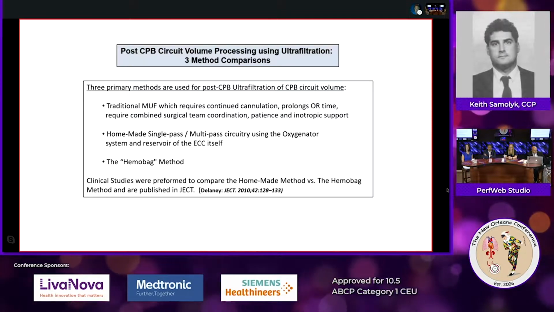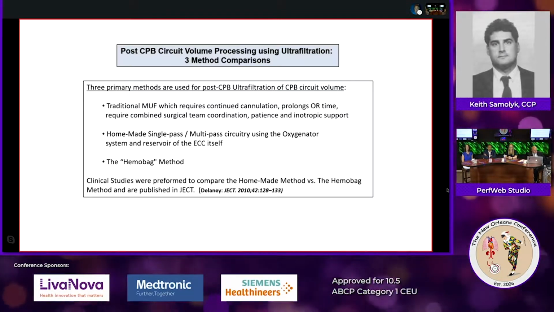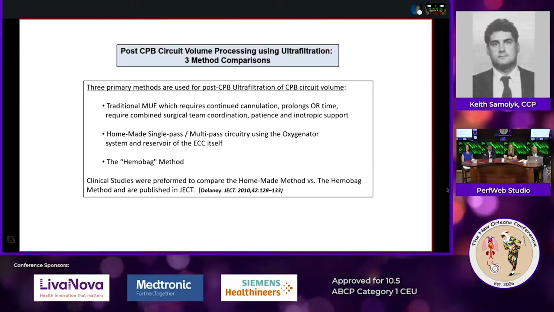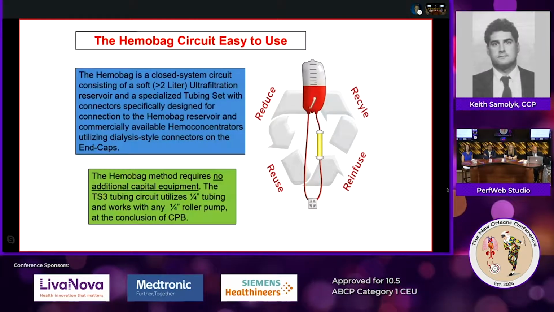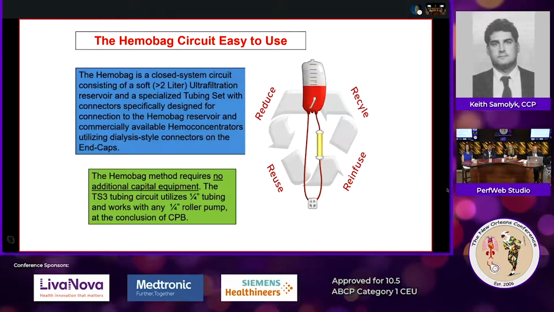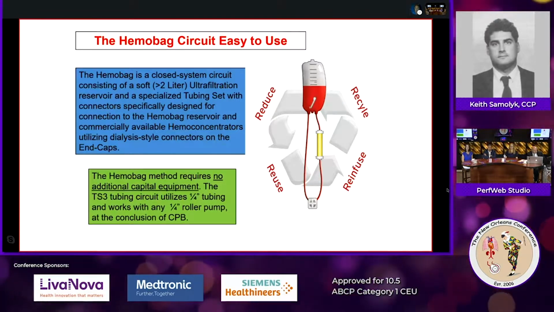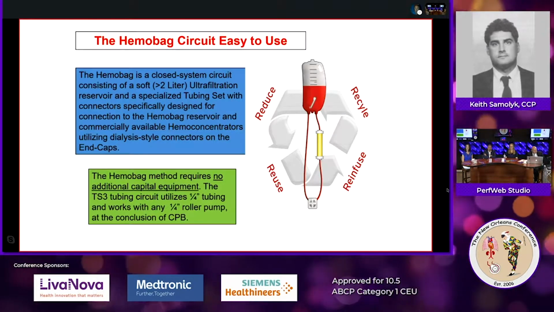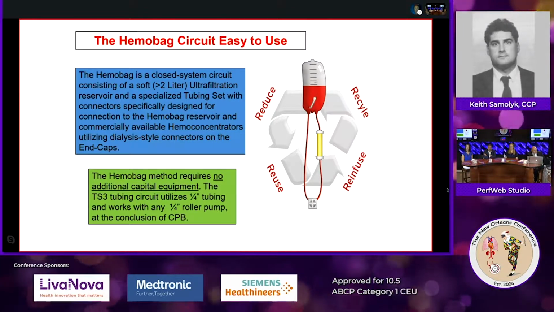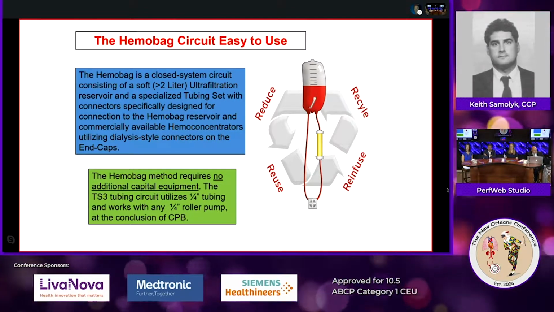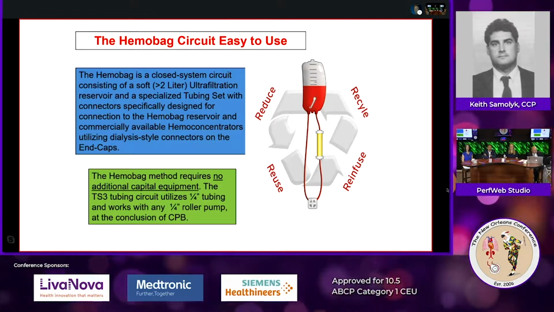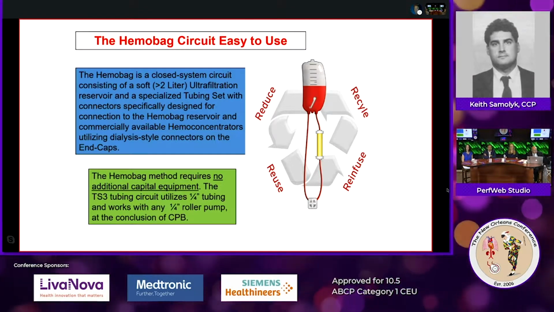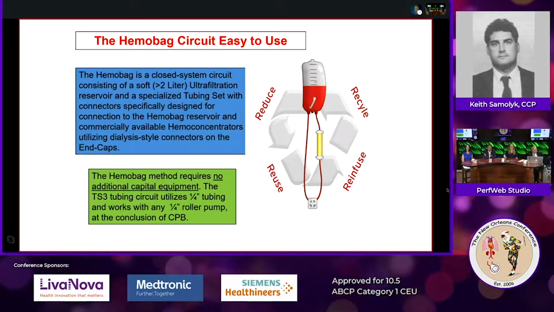The clinical studies performed here, there is a paper that we did, homemade versus the Hema Bag, and that was the Delaney paper, which we can show some data from right now. Again, the Hema Bag circuit is easy to use. It's a 2-liter bag. You fill it, you concentrate it, and you reinfuse it. Not only that, but there's no new capital equipment. You're using one of your roller heads. You're doing the Hema Bag at the end of the case, so you just use your vent pump, or if you don't have an extra pump head, just use your vent pump.